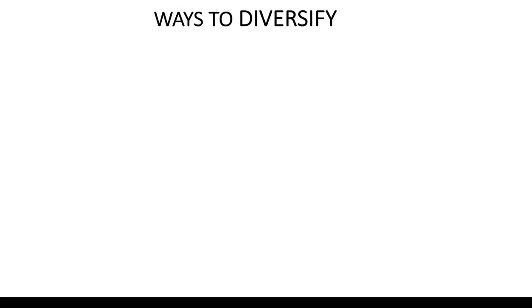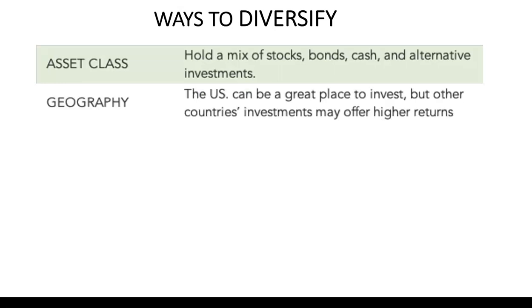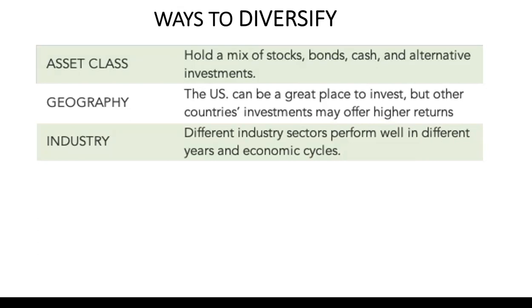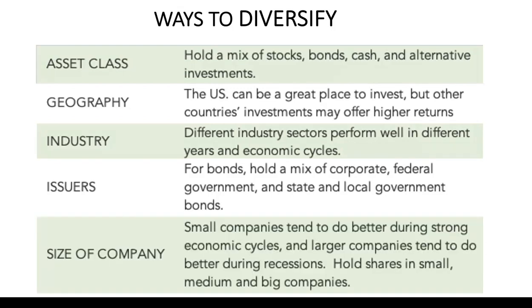Some of the best ways to diversify include, first, by asset class. Hold a mix of stocks, bonds, cash, and alternative investments. Second, by geography. The United States can be a great place to invest, but other countries' investments may offer higher returns. Third, by industry. Different industry sectors perform well in different years and economic cycles. Fourth, by issuers. For bonds, hold a mix of corporate, federal, government, and state and local government bonds. And by size of company. Small companies tend to do better during strong economic cycles, and larger companies tend to do better during recessions. Hold shares in small, medium, and big companies.